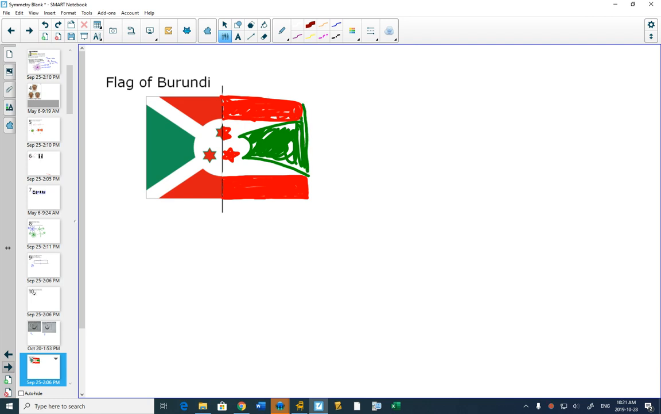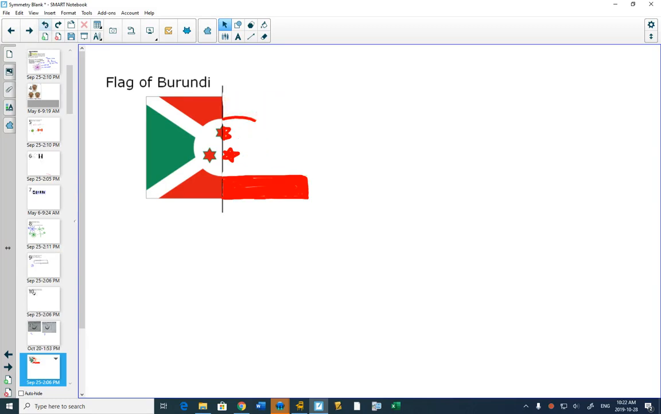Have a seat. All right. So, stars, pretty good job. Green, pretty good job. Red, looks like this side has got a triangle kind of shape and this side turned into a rectangle kind of shape. So there is a little bit there. So we're going to erase what you got there.